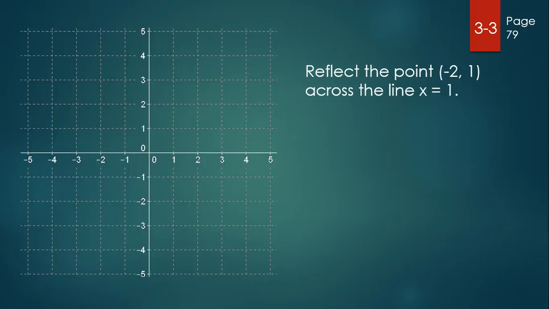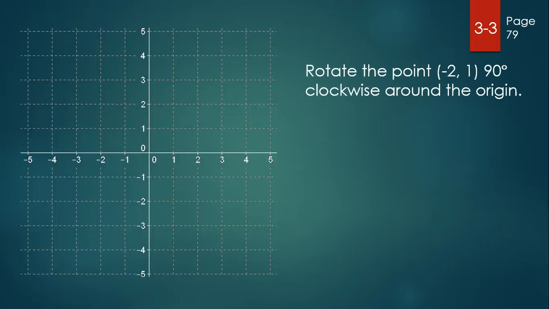We could take the point (-2, 1) and reflect it across a line of symmetry. In this case, we're trying to reflect the point (-2, 1) across the line x equals 1. Since the point is 3 units to the left of that line of symmetry, we're just going to reflect it 3 units to the right of the line of symmetry, and the reflected point is at (4, 1).